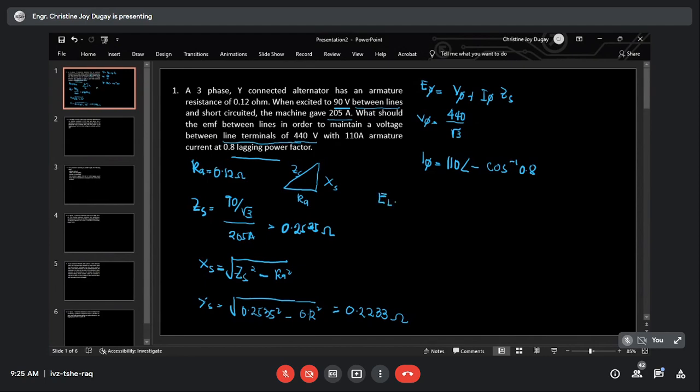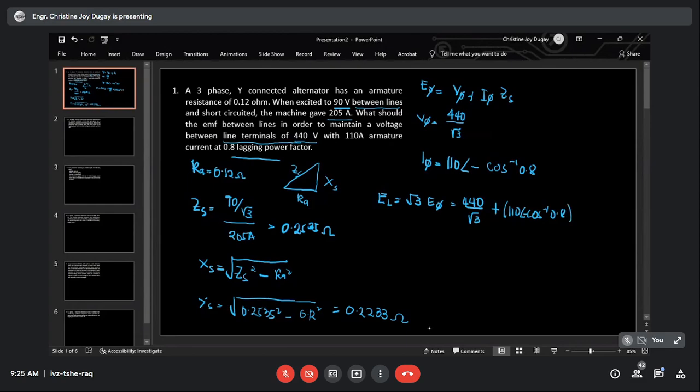E-line po ngayon natin, that is equal to square root of 3 ng E-phase. So you're just going to substitute all the values found dito sa equation natin. So V-phase natin, that is 440 over square root of 3. Assuming this is the reference angle, you may use angle of 0 or pwede nyo na lang siyang tanggalin. And then plus ninyo yung current natin which is 110, angle of negative cosine inverse ng 0.8.